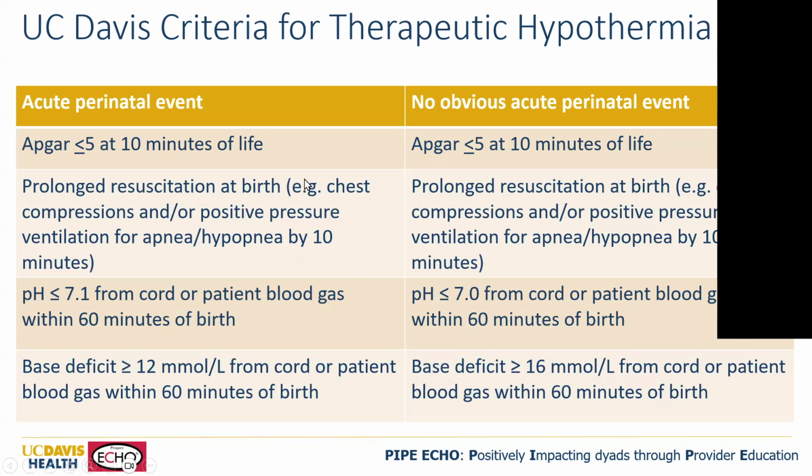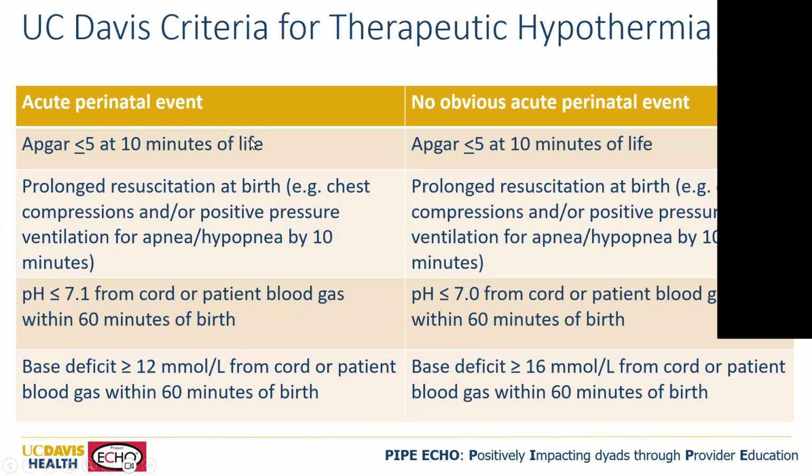They did have prolonged resuscitation, and they were getting positive pressure ventilation, I believe, still at around 10 minutes of life. It looked like they got intubated in the delivery room. Which makes sense, because as we talked about, we shouldn't be performing chest compressions unless we've kind of moved on to that next phase of alternative airway. But this is the important piece down here.